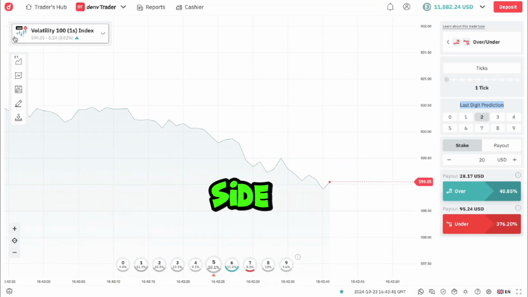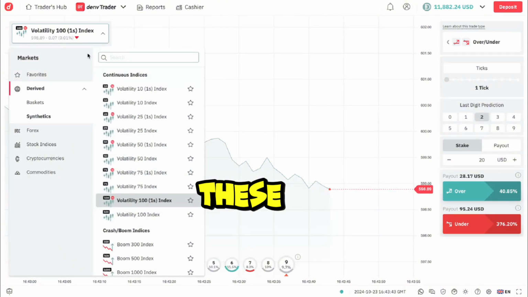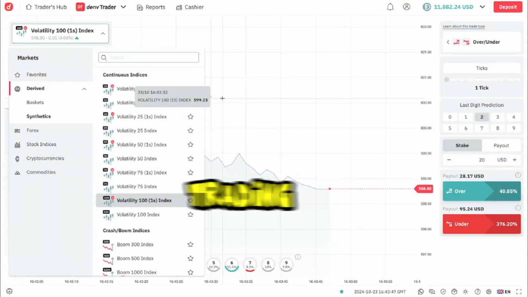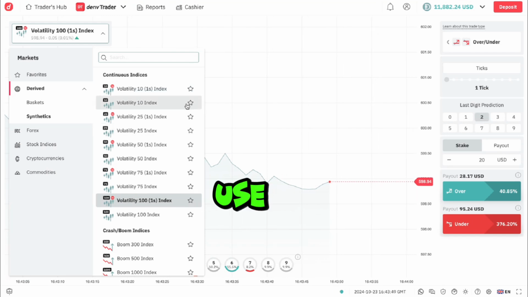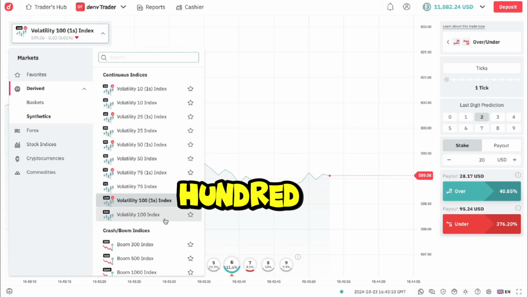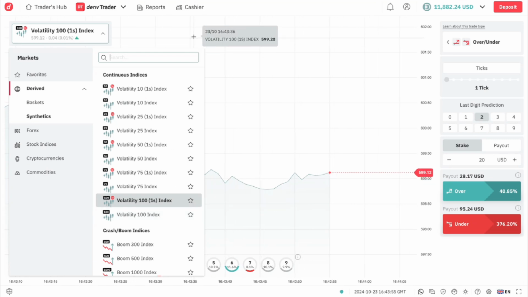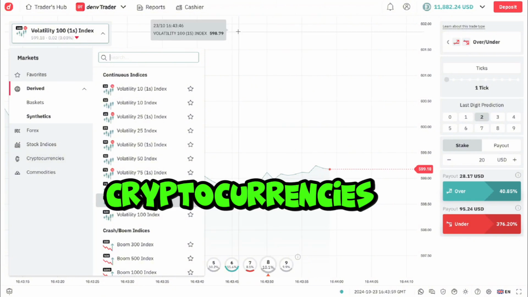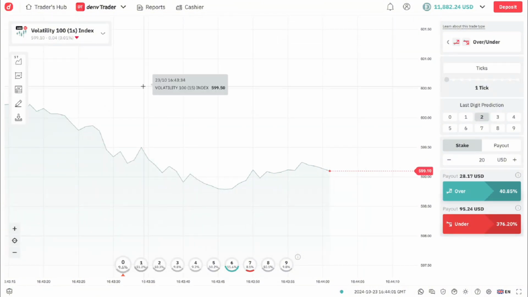Then come to this side. These are what you call your markets. So mainly when trading on Deriv Trader, you use the continuous indices, that is from Volatility 10 (1s) all the way to Volatility 100 (1s), right? Leave the Forex for now. Leave the stock indices, cryptocurrencies, and commodities for now.